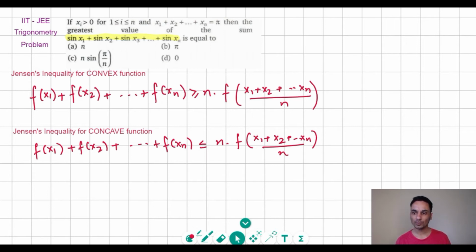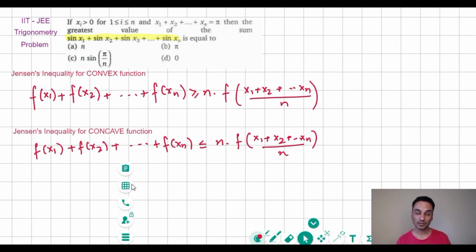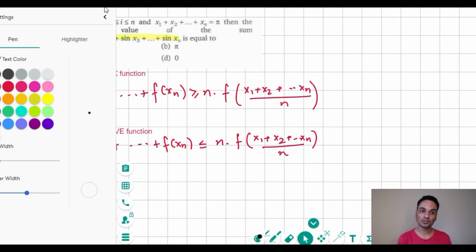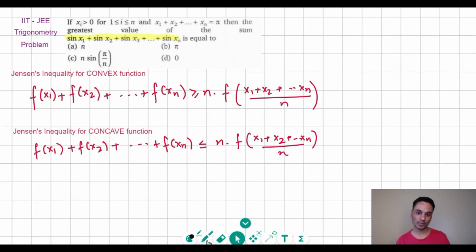Now, how do we use this formula in here? We are given the function sine x. So first, in order to apply this formula, we need to know if sine x is convex or concave in the interval 0 to pi, right? Because the sum of all those x values is pi, and we have xi greater than 0. Alright, so starting with the function itself, f of x equals sine x.